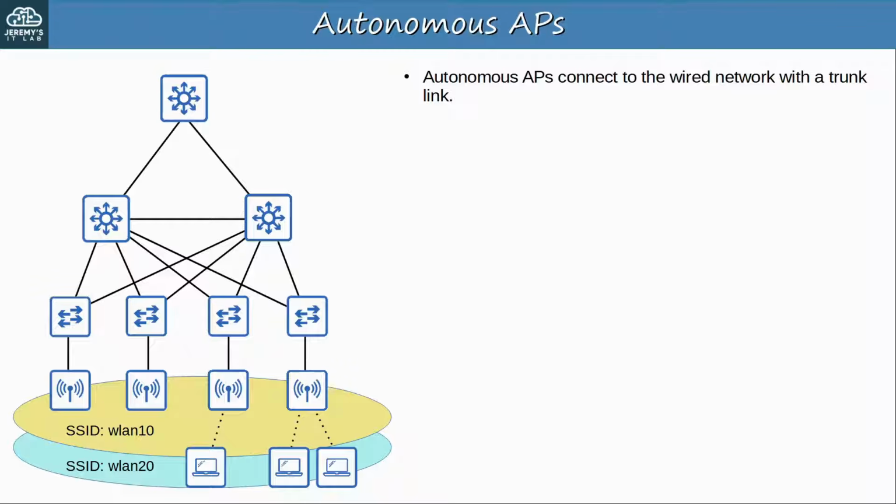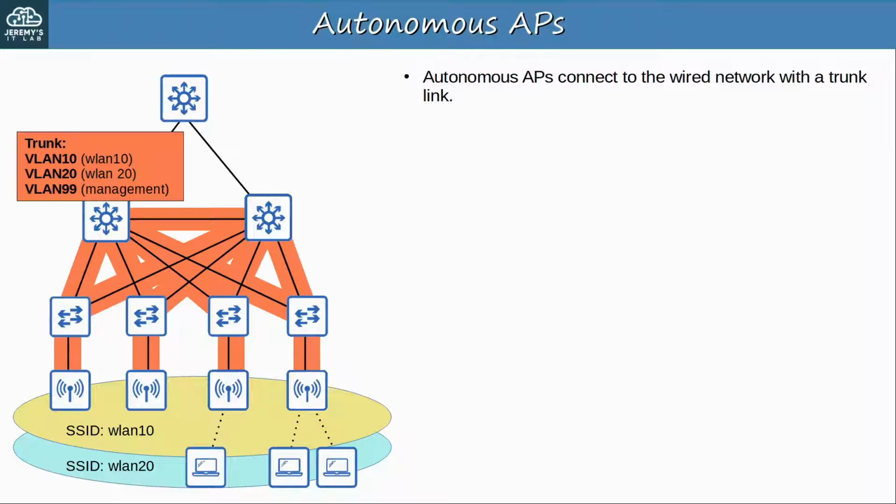Why is that? It's because the management traffic used to remotely connect to the wireless APs, as well as other devices, the switches, should be in a separate VLAN. I might not have mentioned this earlier in the course, but it's best practice to keep management traffic separate from regular data traffic by putting it in a separate subnet and VLAN. So there are trunk links between each of these switches carrying VLANs 10 and 20 for the wireless clients, as well as VLAN 99 for management traffic.